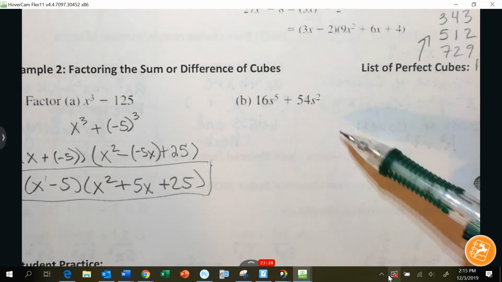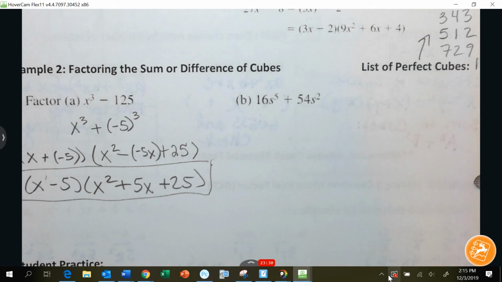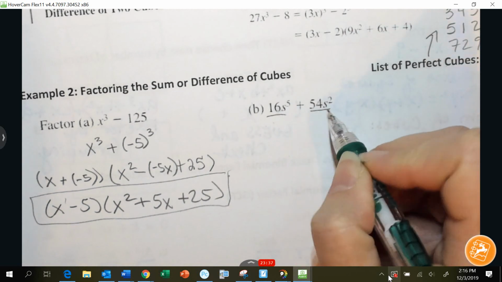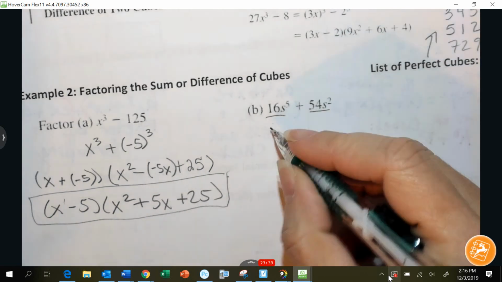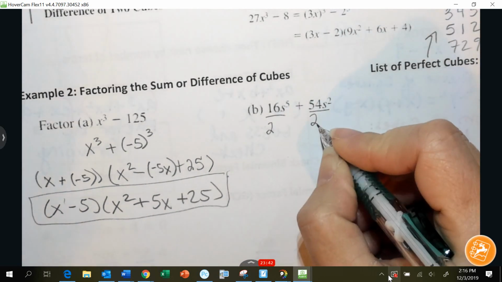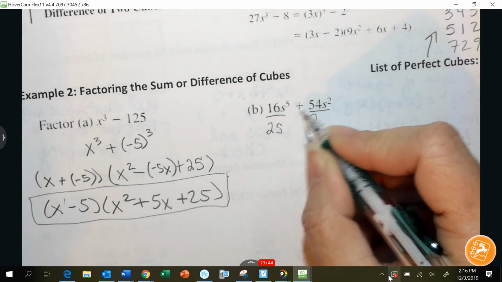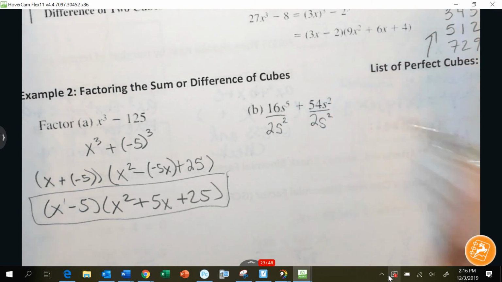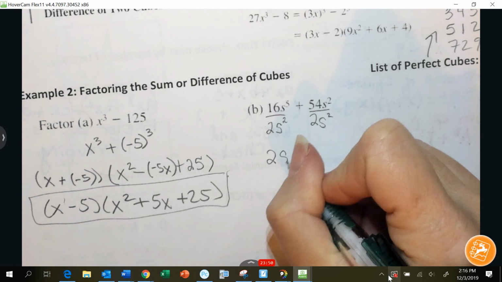All right, let's look at question B. What would I do first? Is there a greatest common factor? Yeah, it's the s and the 2 and the squared. And probably 2. Okay, there is a 2. And there is how many s's? 2. s squared. Okay, so I've got 2s squared.